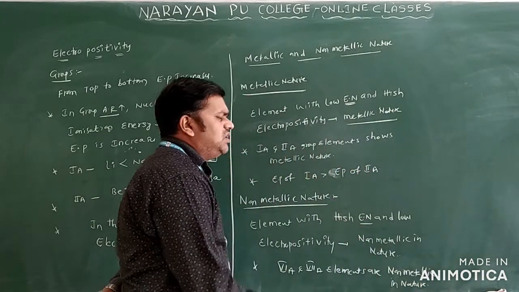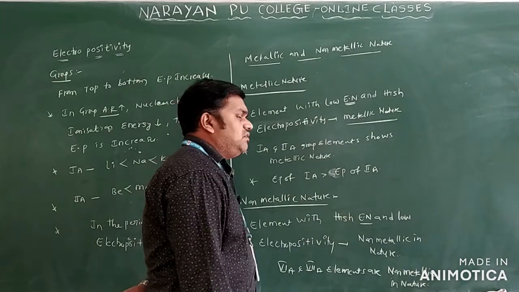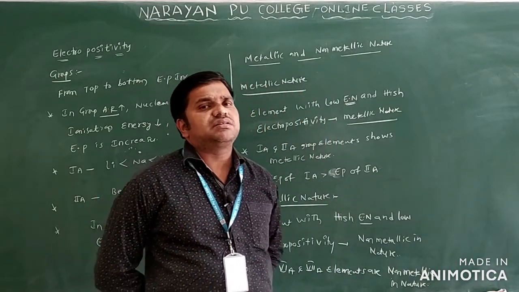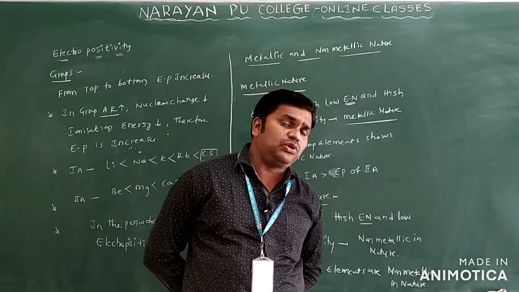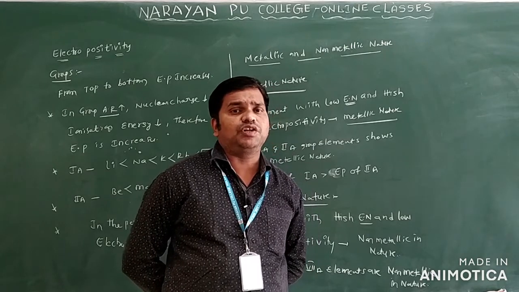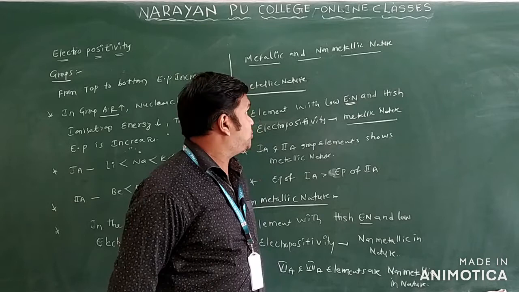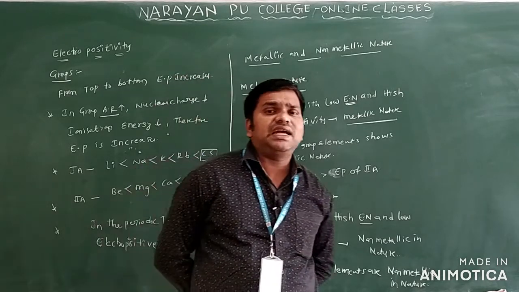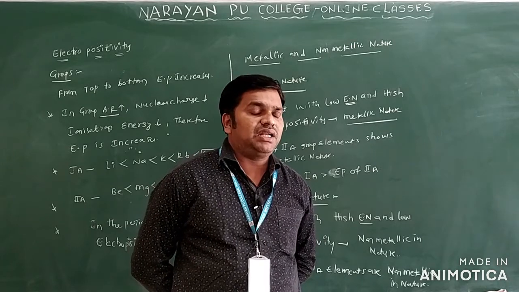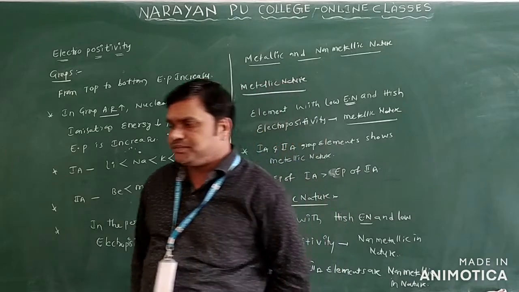They will show more non-metallic nature, particularly in the case of 6th A and 7th A. 6th A is the oxygen family, 7th A is the halogen family. Oxygen, sulfur, selenium, tellurium, polonium. Coming to halogens, that is seventh A: fluorine, chlorine, bromine, iodine and astatine, they show non-metallic nature only. This is regarding metallic and non-metallic nature only. Then we will discuss how this metallic nature and non-metallic nature change in both periods and groups only.